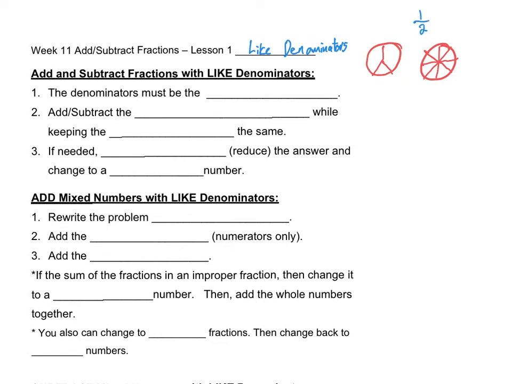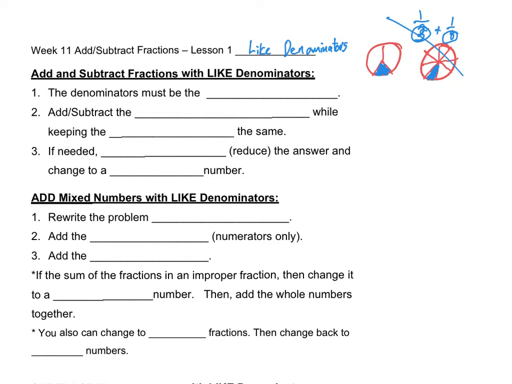So let's say I've got 1/3 of a pizza over here, and over here I have 1/8 of a pizza. If you eat 1/3 of a pizza, you can't just add that to 1/8 of a pizza because our denominators are different. You can't say that this slice, the 1/3 slice, is the same as the 1/8 slice. They're two different sizes, so we can't add those. So that's not what we're doing today.